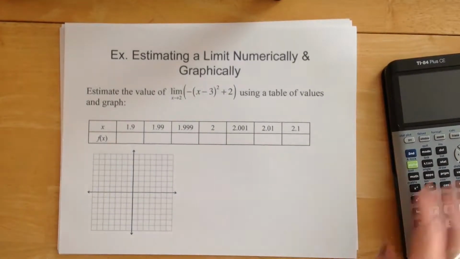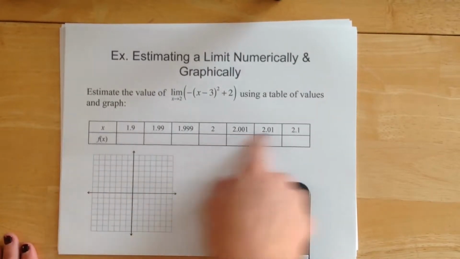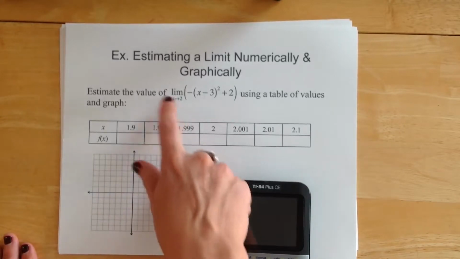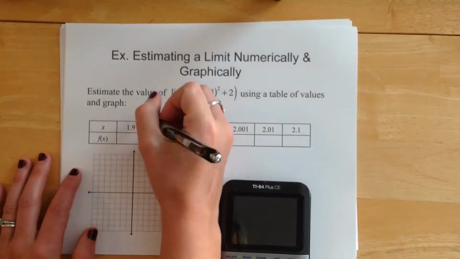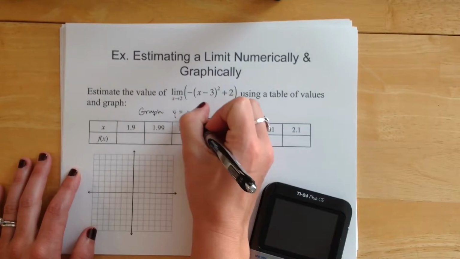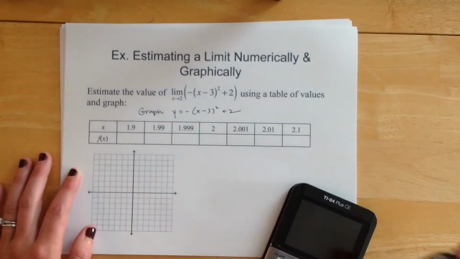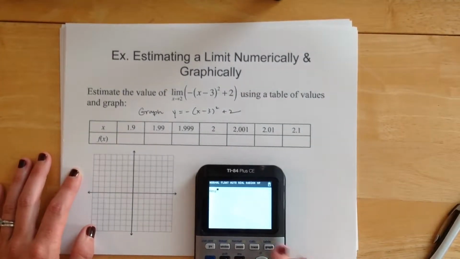We're going to be using our calculators a lot. We're going to fill in our table of values, and we're going to sketch what the graph looks like so that we can look at both to determine what this limit is. The first thing I want you to do is to graph y equals negative x minus 3 squared plus 2 in your calculator. This will make it easier for us to fill in our table values as well.